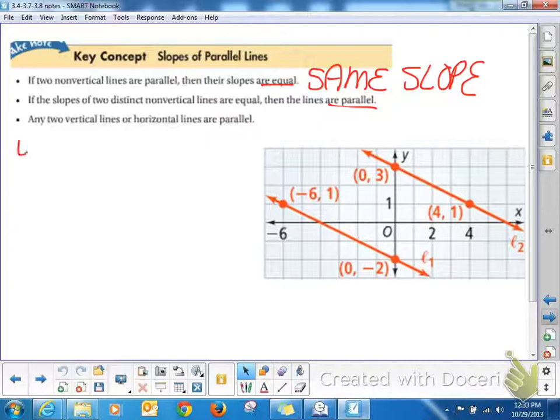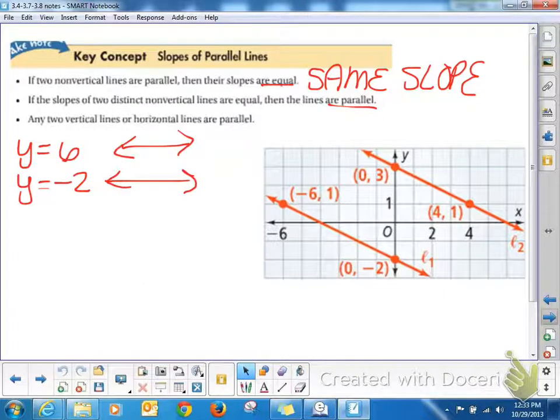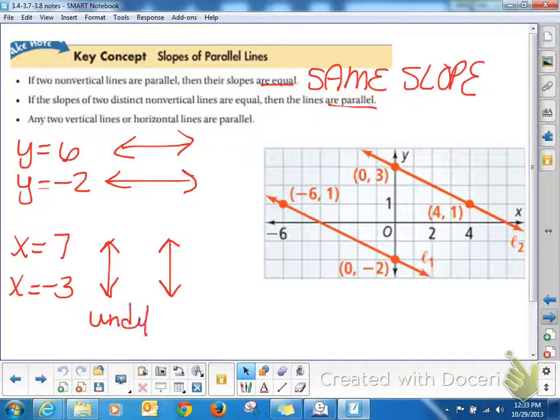So when you have an equation of a line like y equals 6 and y equals -2, those would be horizontal lines. They both have a slope of 0, so they are parallel. Or if you have x is 7, x is -3, these both represent vertical lines on a graph, so these would be parallel because both of their slopes are undefined. So these both have 0 slope, and these are both undefined.